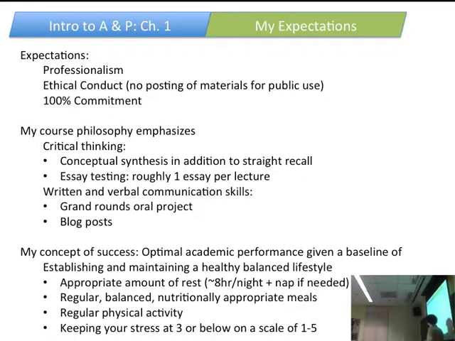Get regular physical activity because that is going to help you in the other realms of your life, right? It's going to help reduce your stress. It's going to help focus your mind when you are dedicated to studying. Strive to keep your stress at 3 or below on a scale of 1 to 5. You'll notice that's on that lifestyle log there.